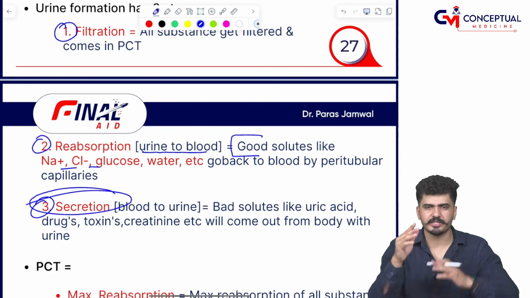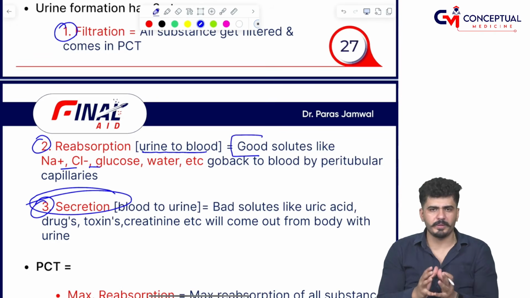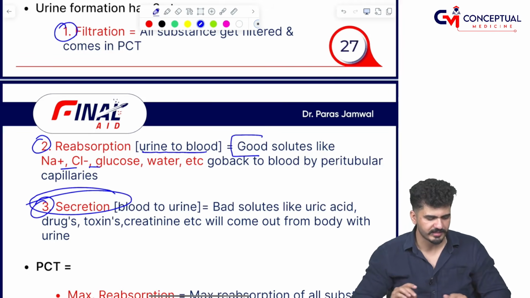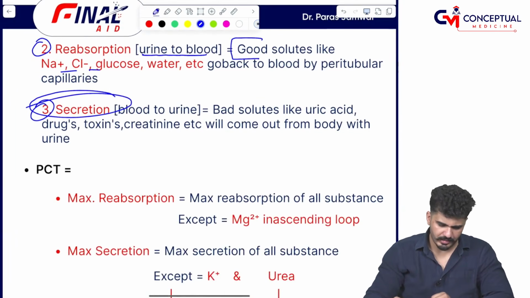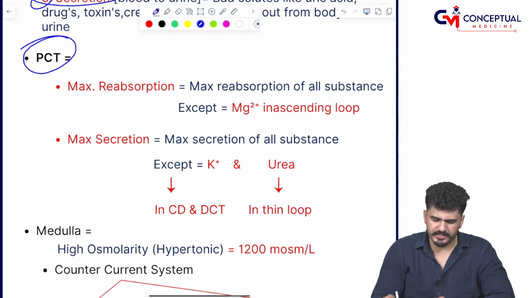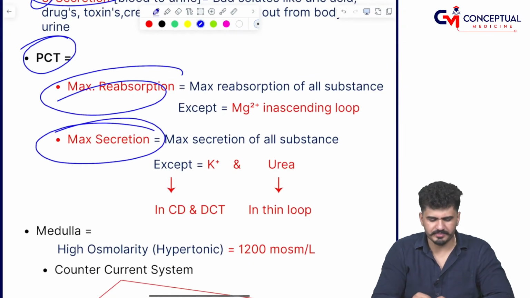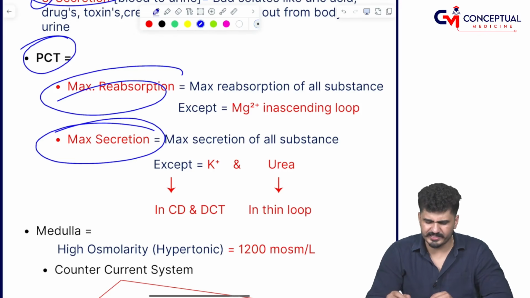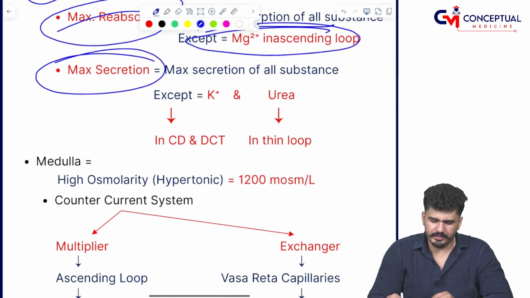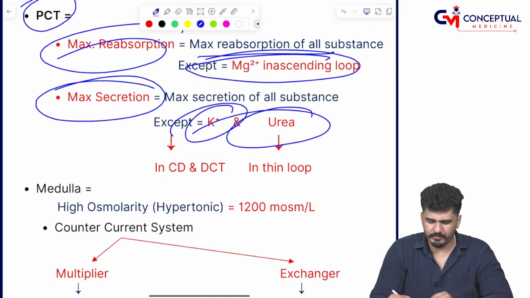So first is filtration. Everyone comes at the one place. Good things are called back, bad things are sent out. This is a basic funda right there, sir. Now coming to the PCT. What is happening here? Maximum reabsorption is happening and maximum secretion is happening. There is an exception: max reabsorption except magnesium, then max secretion except potassium and urea.